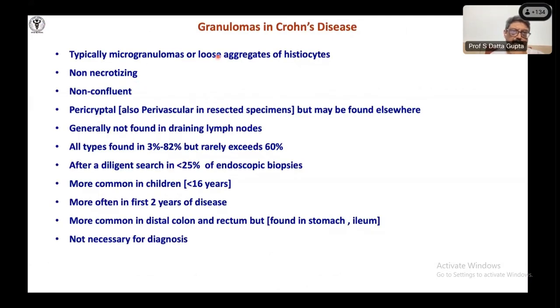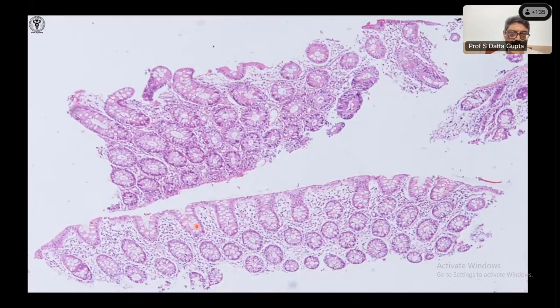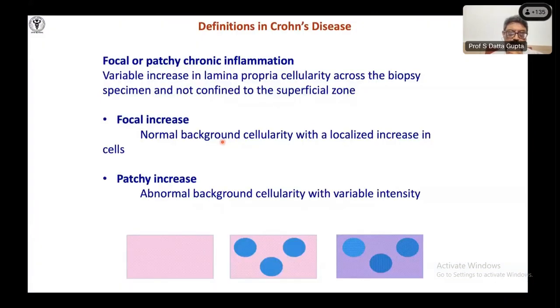Microgranulomas are more common. Typically they are a little loose, not as tight as sarcoid, non-necrotizing, non-confluent. More sections means you are more likely to find a granuloma; this has been studied. With more biopsies and more sections, you're likely to find them. Otherwise, you'll call it ulcerative colitis or some other thing. If the inflammation is discontinuous, see two different fragments, no inflammation, inflammation, it is more likely to be Crohn's.